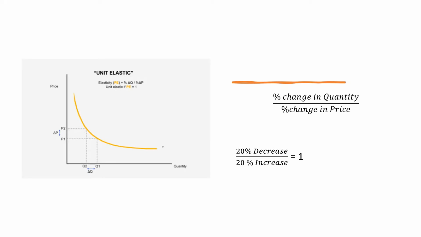The last one is unit elastic. Now what if the percentage change in quantity is exactly equal to the percentage change in price? Well, that is called unit elastic. Unit elastic is the idea that if the price goes up 20%, then the quantity goes down 20%. That is equal to 1. That is, the percentage change in quantity divided by the percentage change in price will be equal to 1.